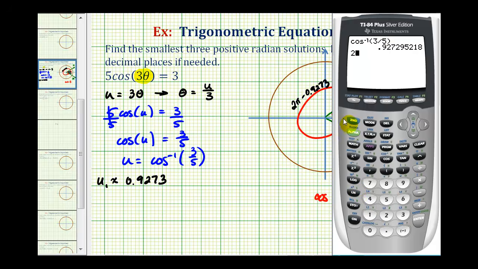So we have 2 pi minus 0.9273 radians. So the second solution for u would be approximately 5.3559 radians.